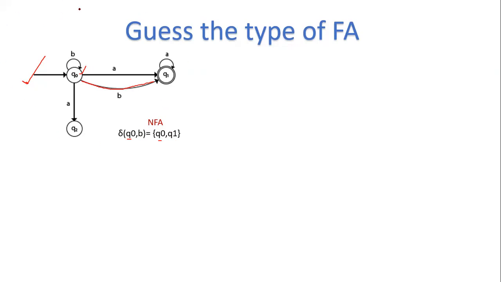For a particular state and a specific input, if you are reading the particular input and moving from one state to many states, then it is called NFA. Okay, here also it is reading the input B and having the loop on itself, and it is moving from Q0 to Q1 also. So two transitions happen with the help of a single input. So we can say this is the NFA.